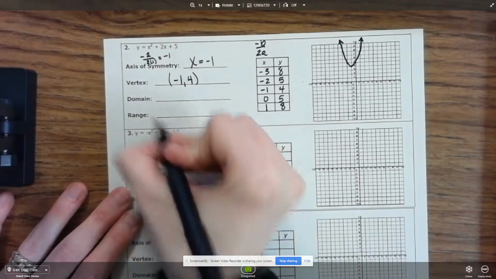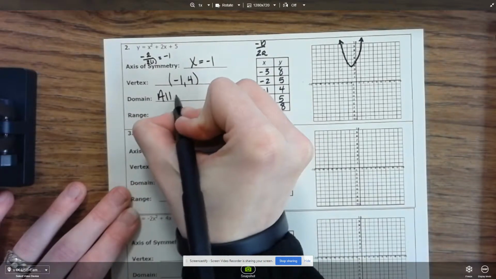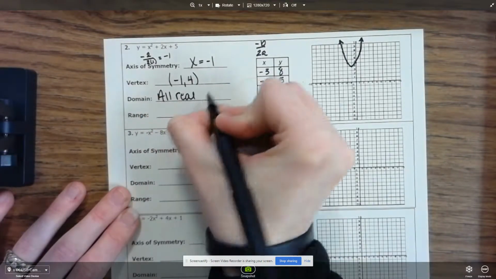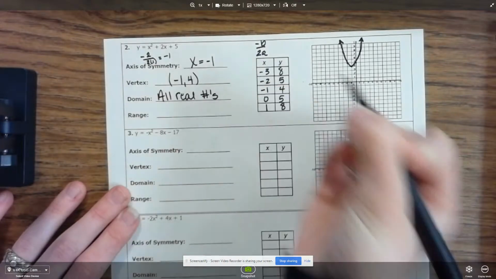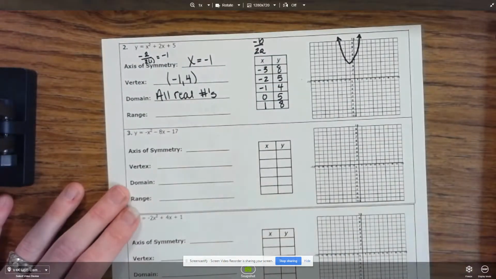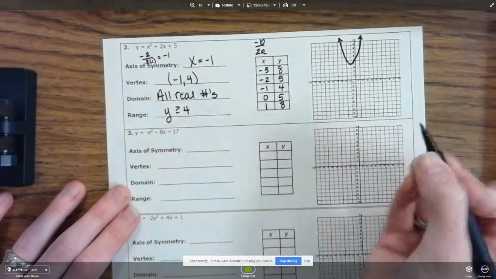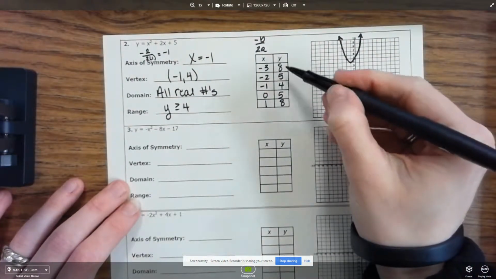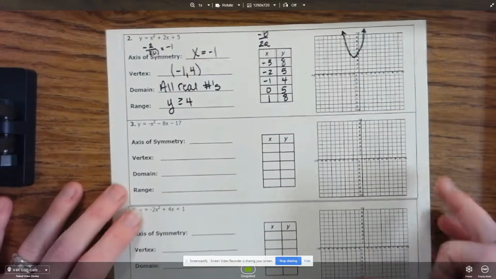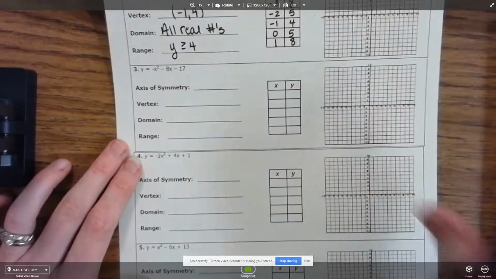So your domain is all real numbers, and your range, y, has got to be greater than or equal to 4. And again, you can look from your table and see that none of your y values are less than 4.